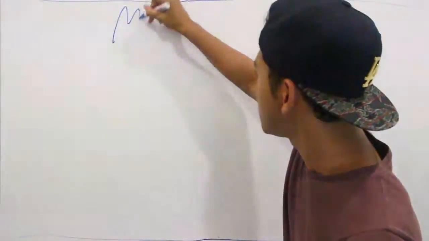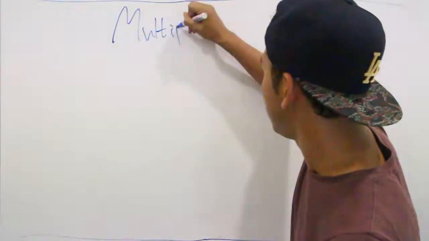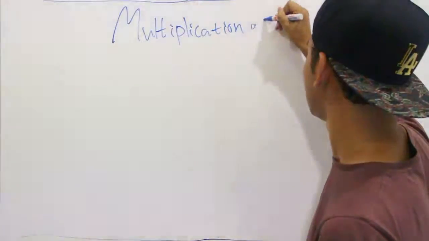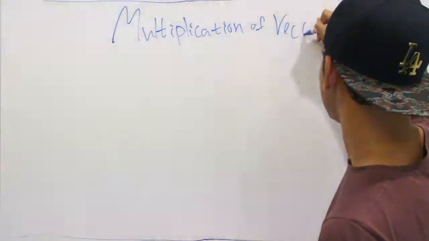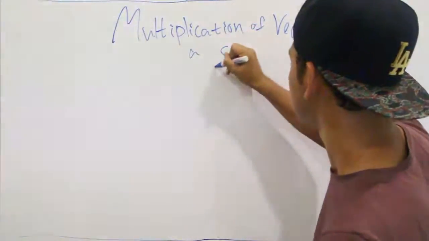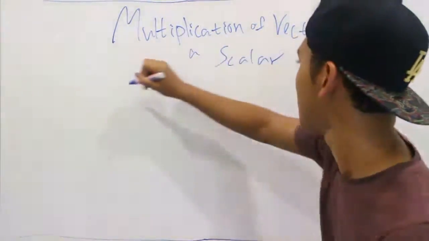Okay, now we're going to talk about the multiplication of vectors by a scalar.